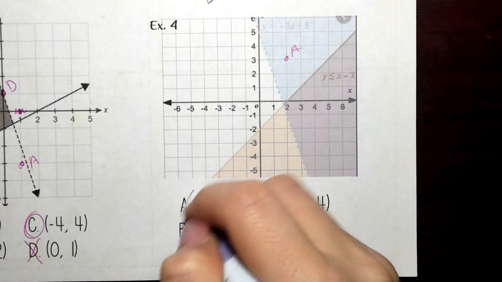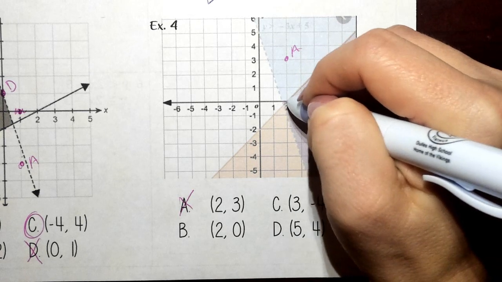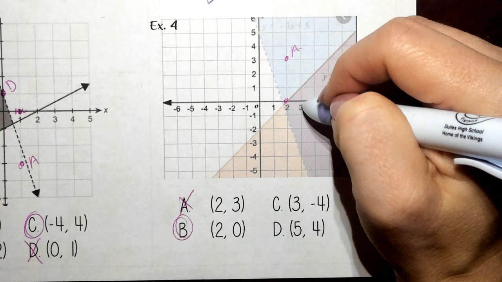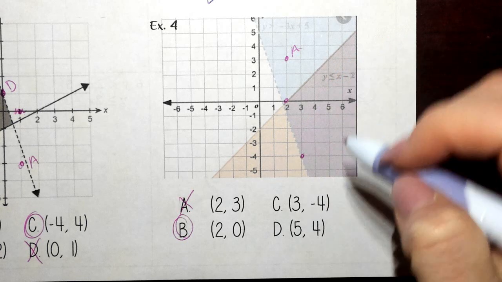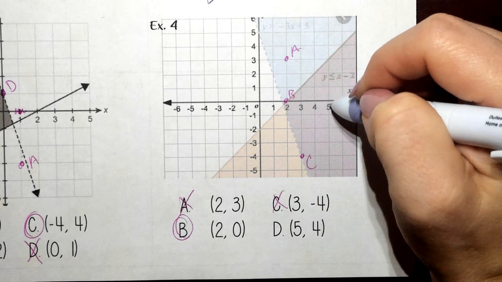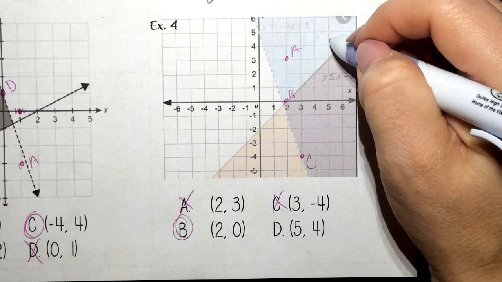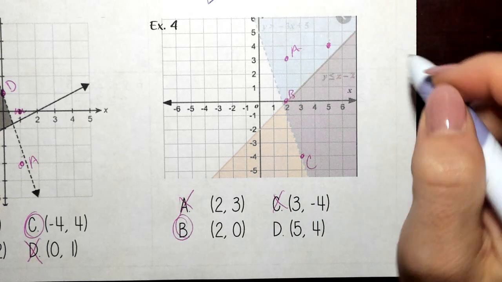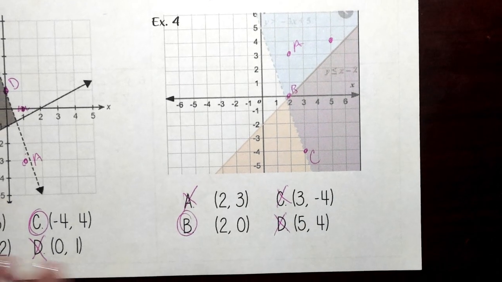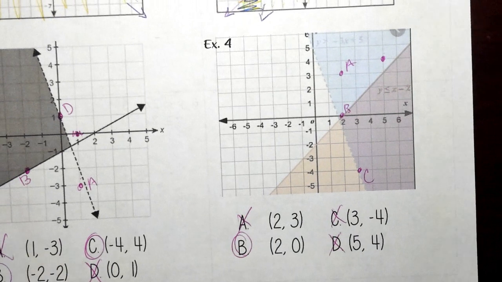Here's A. Nope. 2, 0 is on that solid line again. We got 3, negative 4, that's on a dashed line. So it's not a solution. 5, positive 4 is up here outside of that area, so that's not a solution. So B is the only one that is one of our solutions.